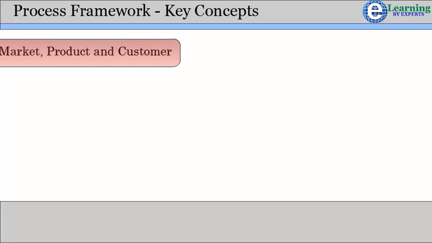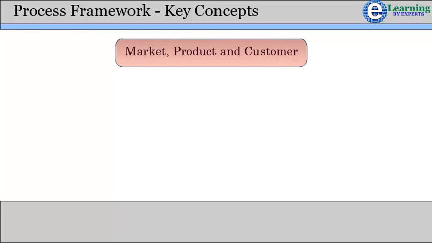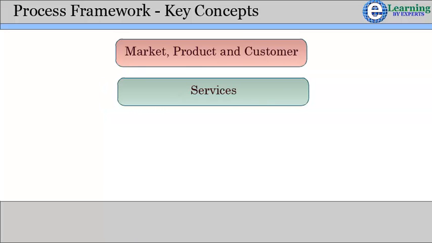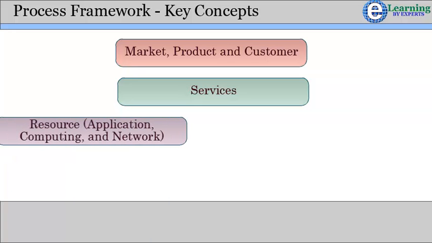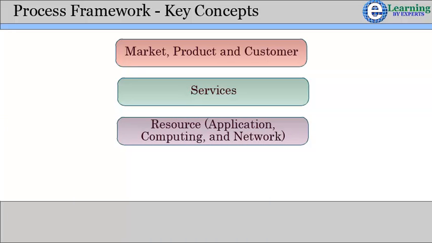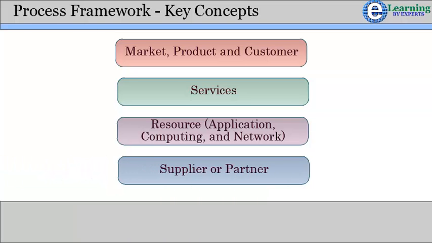Business Process Framework has 4 key concepts: market, product, and customer, high-level view of the market and the enterprise's offerings; service, product components developed by the enterprise; resource like application, computing, and network, consumed in the production of the service; supplier, or partner, providing products and services to the enterprise for the production of the service.